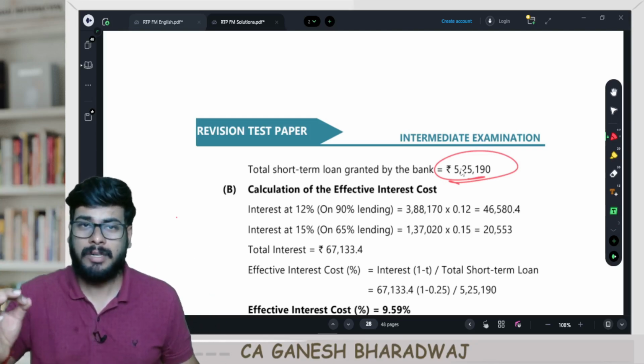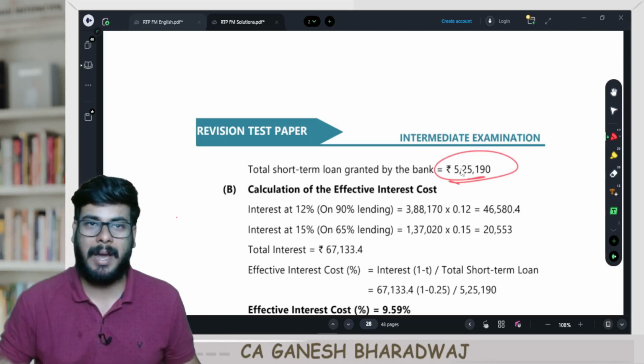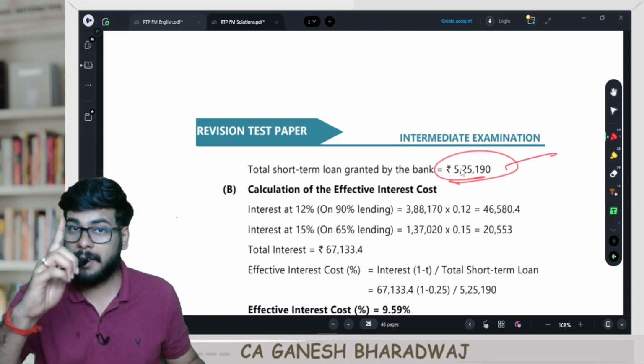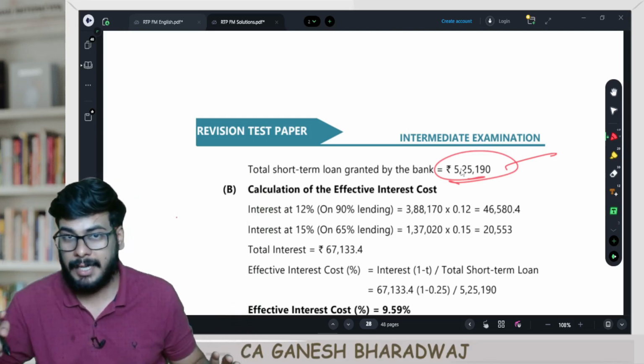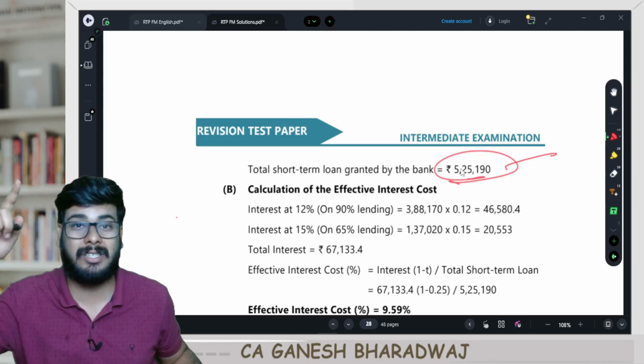Against the second column, reduce a reserve of 15% on the net amount. 65% will be the bank loan. So the sum total of these two figures is going to be the total bank loan, right? But remember one thing: on the first category of debtors, the rate of interest will be different. On the second category of debtors, the rate of interest will be different. That's why they've asked for the effective interest cost in percentage.